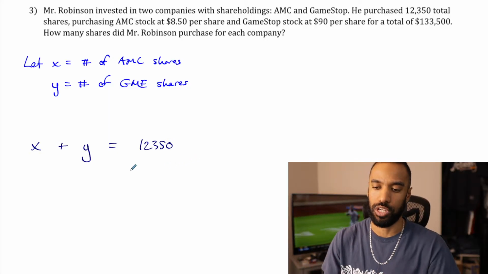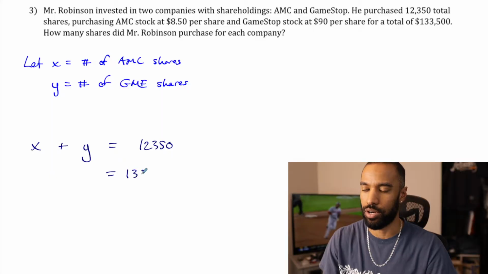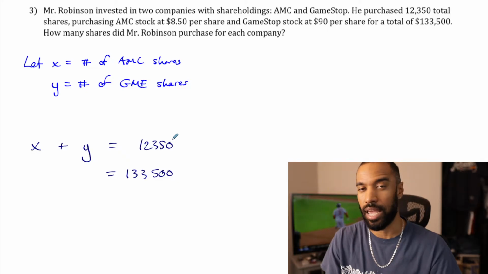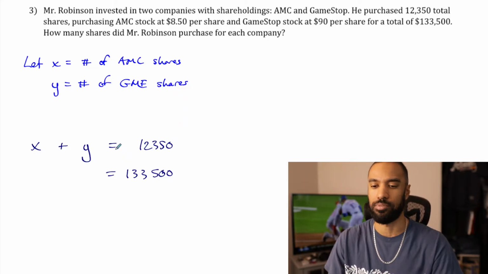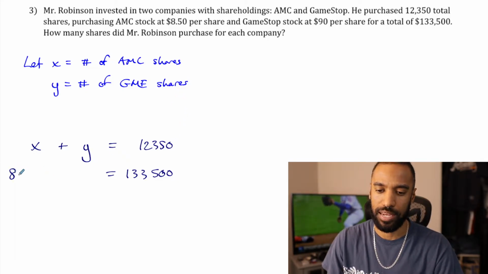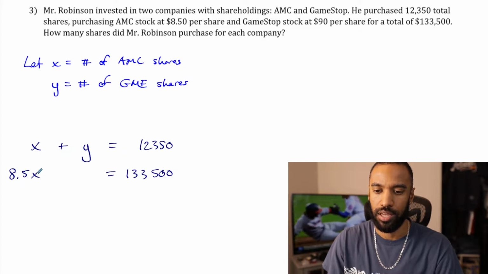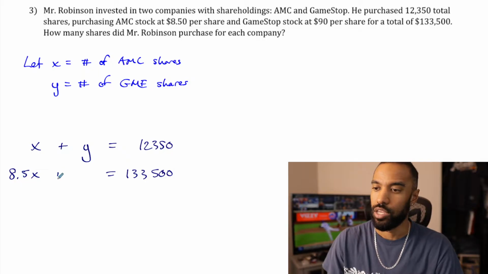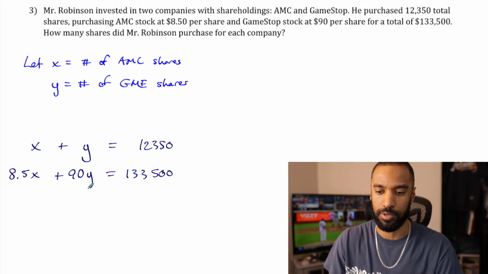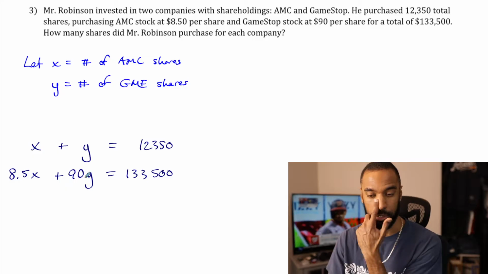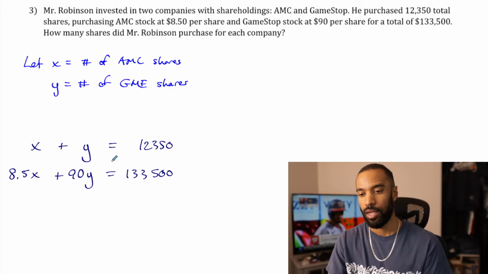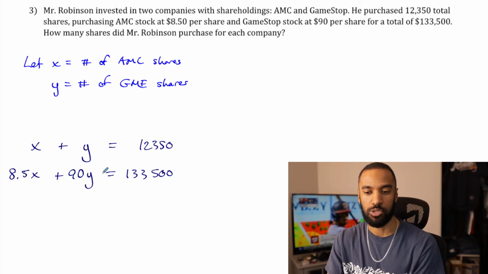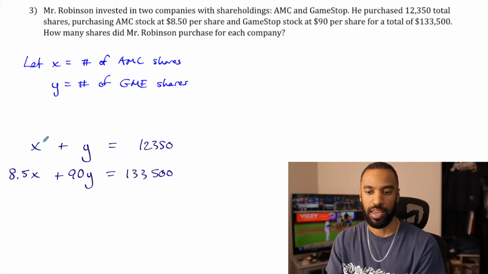We're going to have a dollars equation here that totals to 133,500, and that's based on the money spent on AMC shares and the money spent on GameStop shares. You spend $8.50 a share, you multiply by X shares there, you get how much money spent on AMC shares. You spend $90 a share for GameStop and you buy Y GameStop shares. This is how much money you spend on GameStop shares right there. So there is the other equation right there. Money spent on AMC, money spent on GameStop, money spent total, number of AMC, number of GameStop, number total.